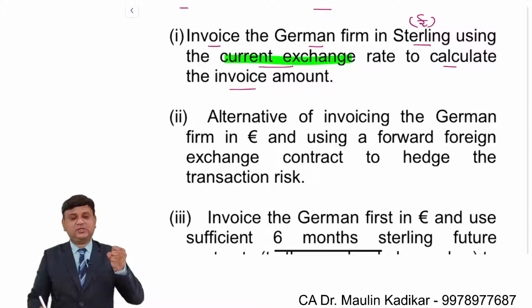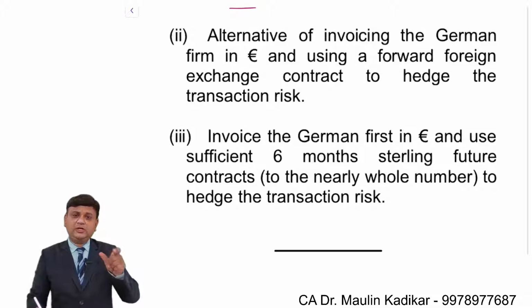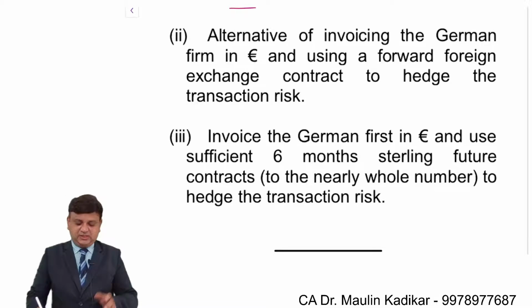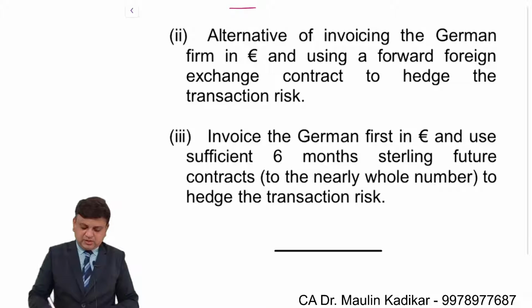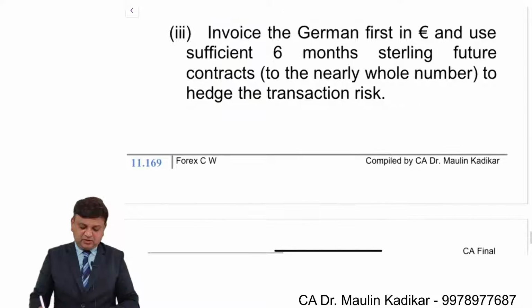We may have strong negotiation power, so we may be able to invoice the customer in our own currency, and we will be able to recover the amount in the domestic currency only. To determine the same, we will use the spot exchange rate. Second is the alternative of invoicing the German firm in euro and using a forward foreign exchange contract to hedge the transaction risk. So the second alternative is that you can enter into the forward contract for the purpose of hedging.